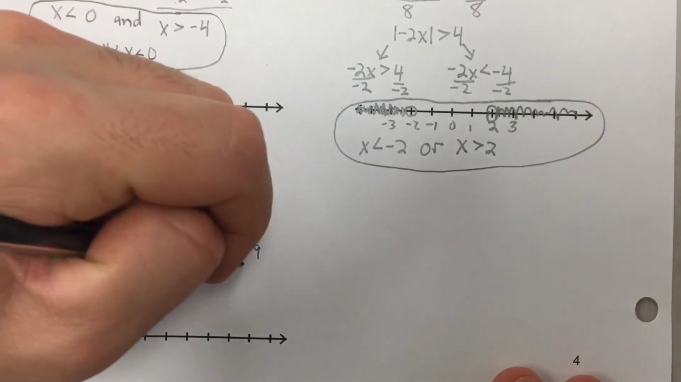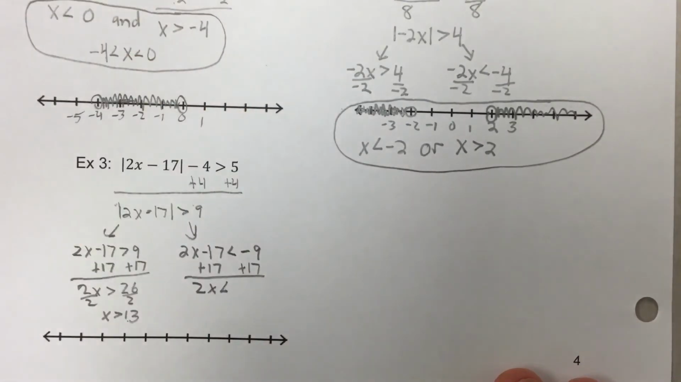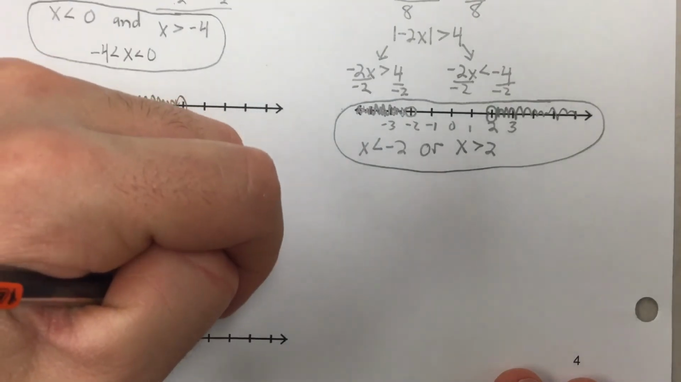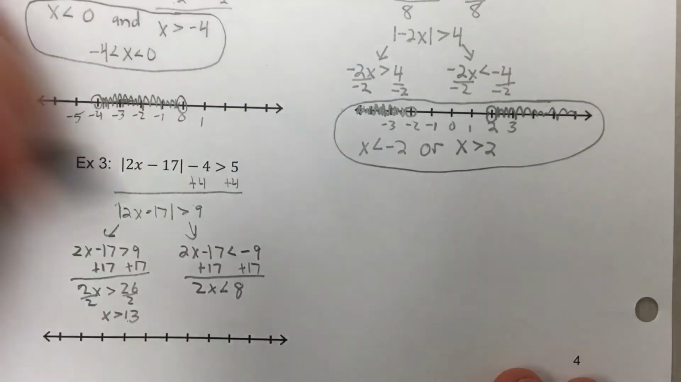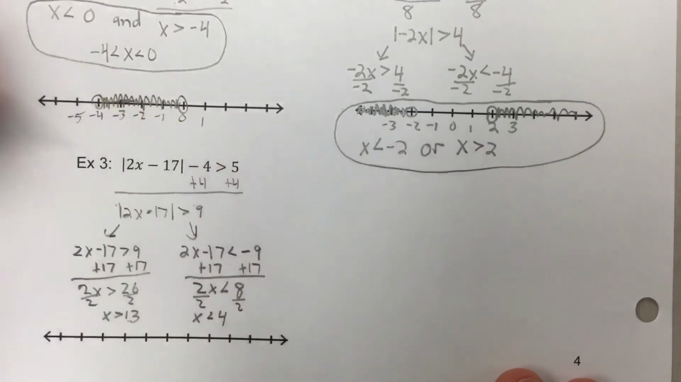For the other one, I add 17. I get 2x is less than 8. Divide by 2, x is less than 4.